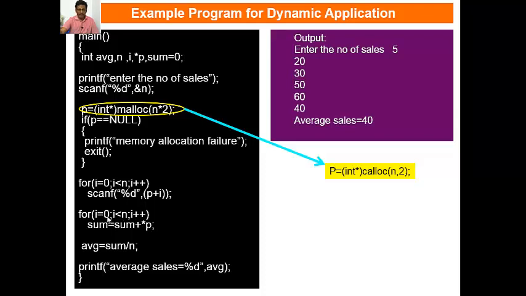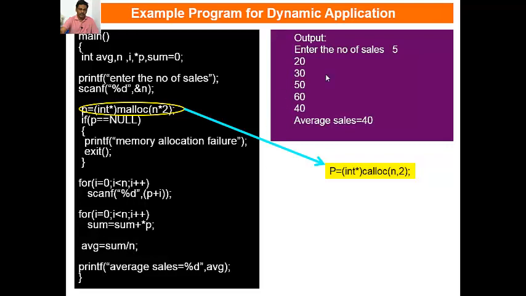First P is 200, the first value I is 0, 200 plus 0, 200. The value at 200 is 20, and the 20 is assigned to sum. The default value of sum is 0, so it adds 20. Then it continues, I is 1. So star of P plus I, that is 200 plus 1, 202, the value at 202 is 30. 30 is added to the existing value 20, making 50 in sum. Then it continues. Then star of P plus 2, that is 204, 206, 208. It gets all the values and adds them to sum. So it comes out after the fifth loop.